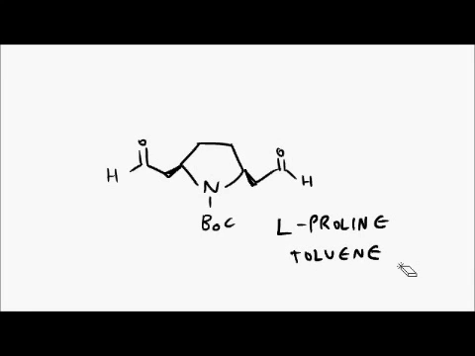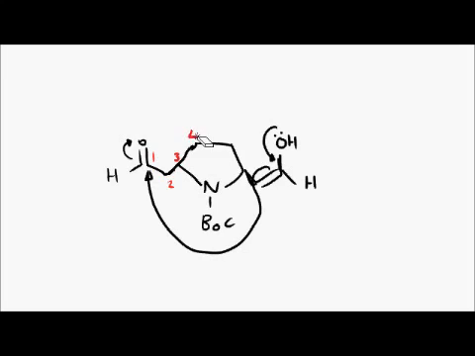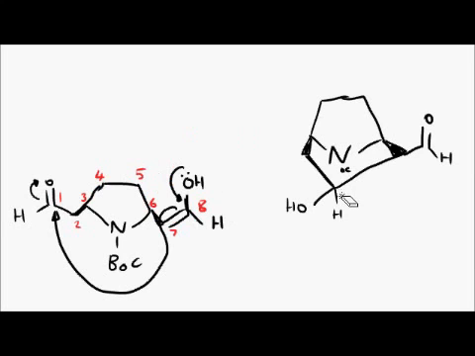The next step uses L-proline as a chiral catalyst. This ensures we only get one enantiomer of our product, which is important because cocaine is optically active. There's an intramolecular condensation between an enol and one of the aldehydes, and I'll draw numbers on the carbons so you can see where the ring forms. The product of the cyclization reaction is this, and you can trace the ring around.